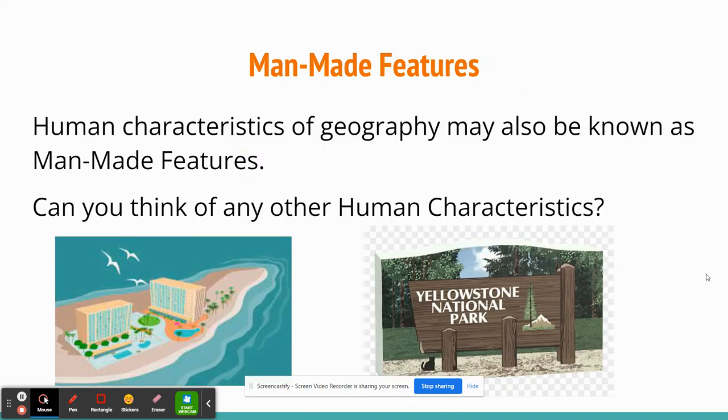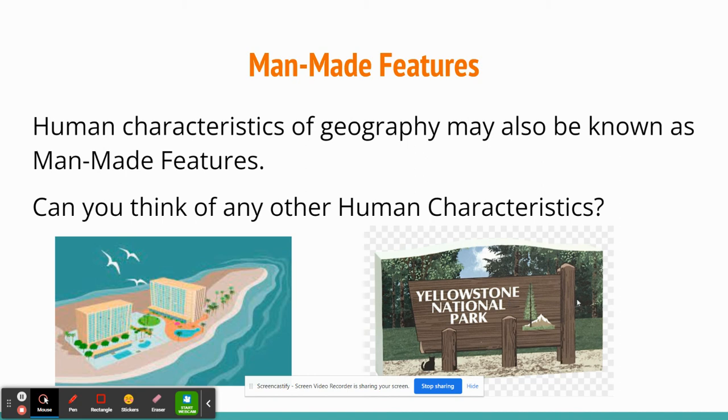Man-made features. Sometimes human characteristics of geography are also called man-made features because they're things that people make. Can you think of any other human characteristics? So I see two pictures here. Over here, I see an island. That was a natural characteristic by itself. But then people came and built some human characteristics on it. They built, maybe these are some big hotels. And so they added human characteristics to this geography.